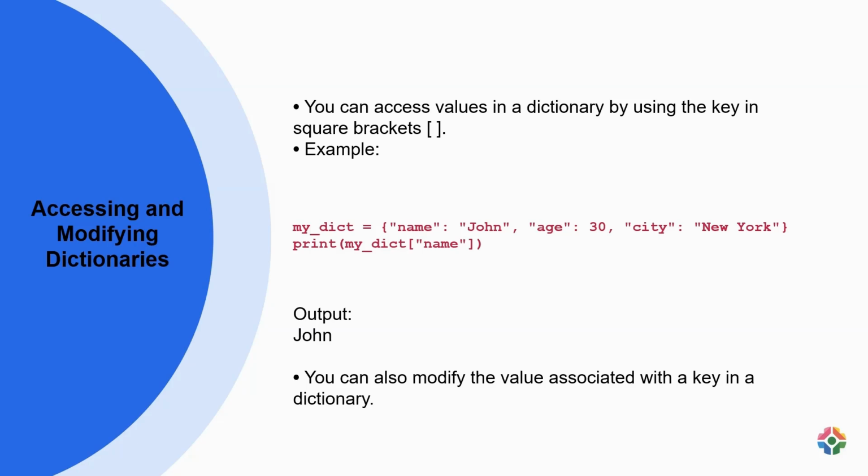To modify the value associated with the key, simply reference the key within square brackets and assign a new value. For example, if you want to update the age in the dictionary myDict to 35, you can do so by assigning the new value to the respective key. myDict[age] = 35. This operation will alter the value of the key age in the dictionary from 30 to 35.